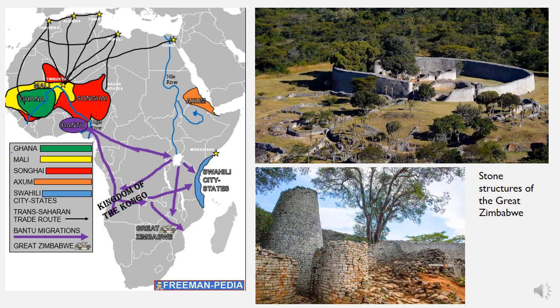Though the Kingdom of Zimbabwe was in close proximity to the Islamic states of the East African coast, it retained its African religious traditions and its single supreme creator deity.